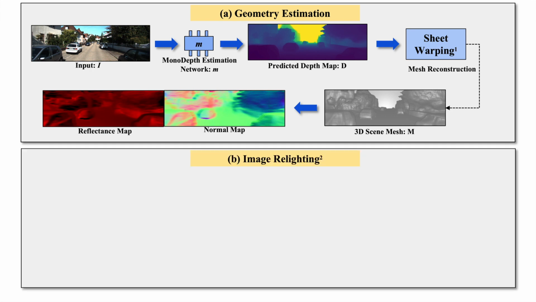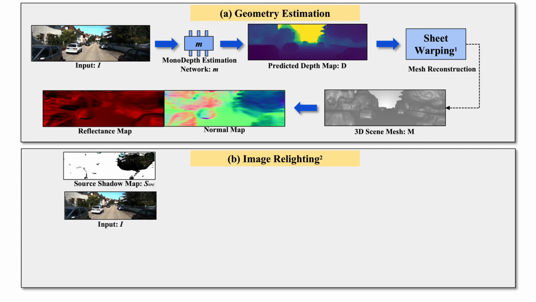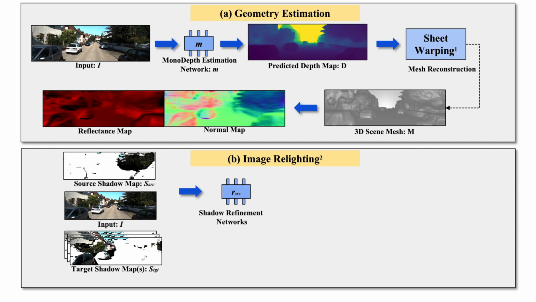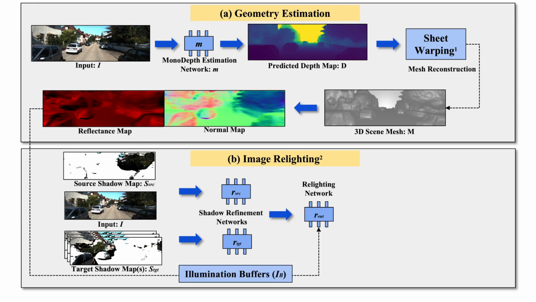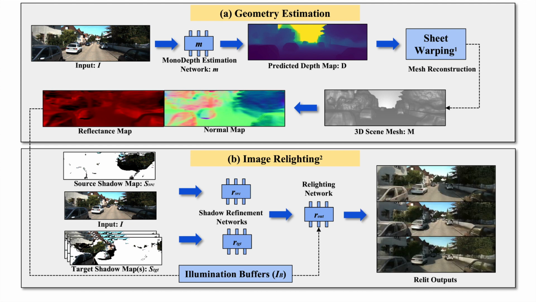For the second component, image relighting, given the source and target lighting parameters, the shadow maps are generated to indicate the presence and locations of the cast shadows. Shadow refinement networks R source and R target refine the source and target shadow maps respectively. These refined shadow maps and illumination buffers help the final relighting network R out generate the relit images.